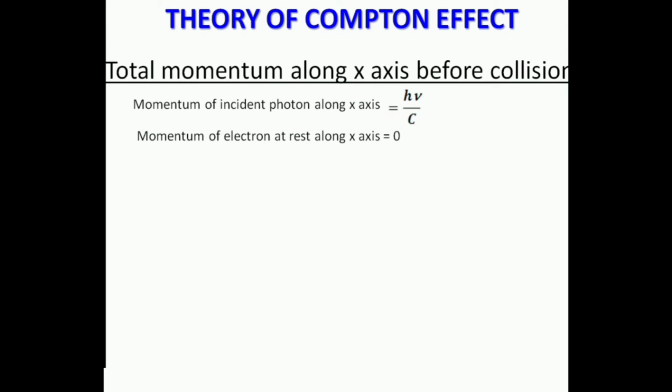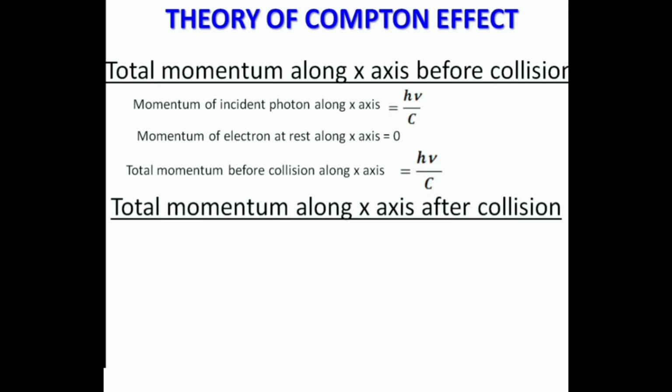Before collision, the electron doesn't have any momentum along the x-axis because it was at rest. So the total momentum before collision along the x-axis is h nu upon c, because h nu upon c plus 0 is h nu upon c.